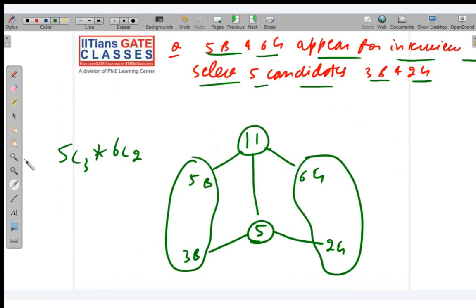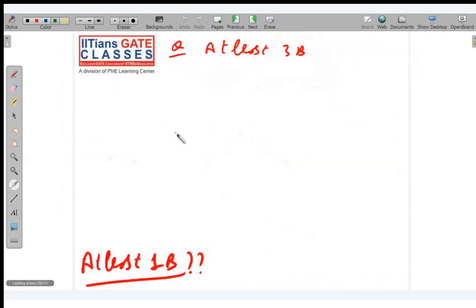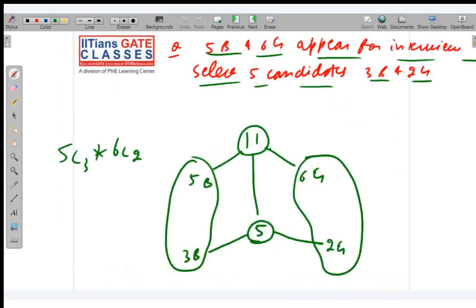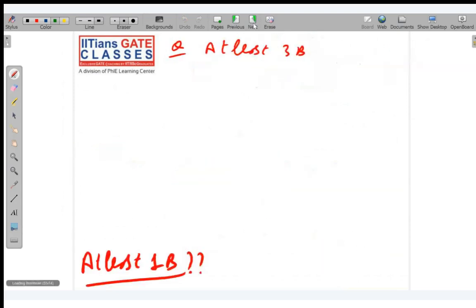Done, sir. Okay. Next is at least three boys. At least 3 boys should be there. So it is the same question, I have just applied a constraint on it, that at least 3 boys should be there. Earlier I had exactly 3 boys, but now I am saying at least 3 boys. So what are the ways? First, 11 candidates are there. From the 11 candidates we have 5 boys and 6 girls.